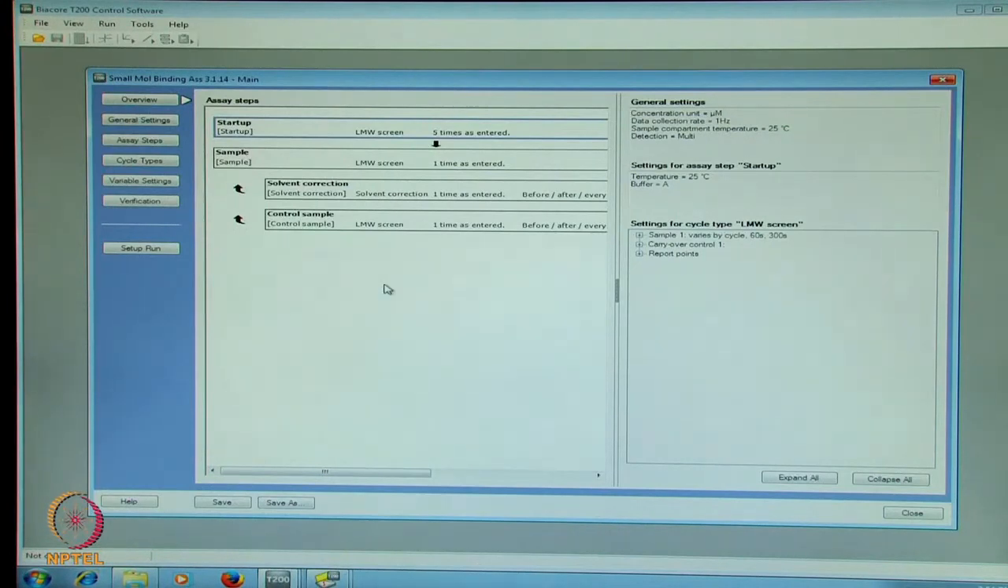So for that we need to prepare a method, and the method has 5 startups, 1 round of sample injection, and solvent correction, where 8 different correction solutions are passed on the surface, and the DMSO effect on the responses is subtracted. Control samples like positive and negative controls were also included in this mode.